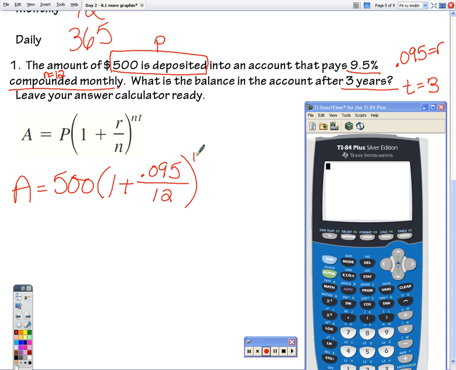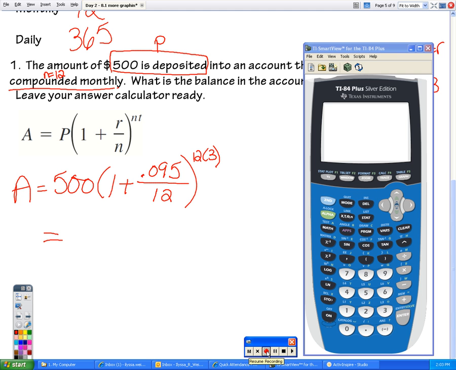The way this looks with the numbers just plugged in, this is calculator ready. From here, I'm going to use my calculator to find out how much money this is after 3 years. But on the quiz, since it's non-calculator, and the directions will say, leave your answer calculator ready, you're just going to leave it just like this. Remember, I'm not giving you the formula. You need to memorize it.